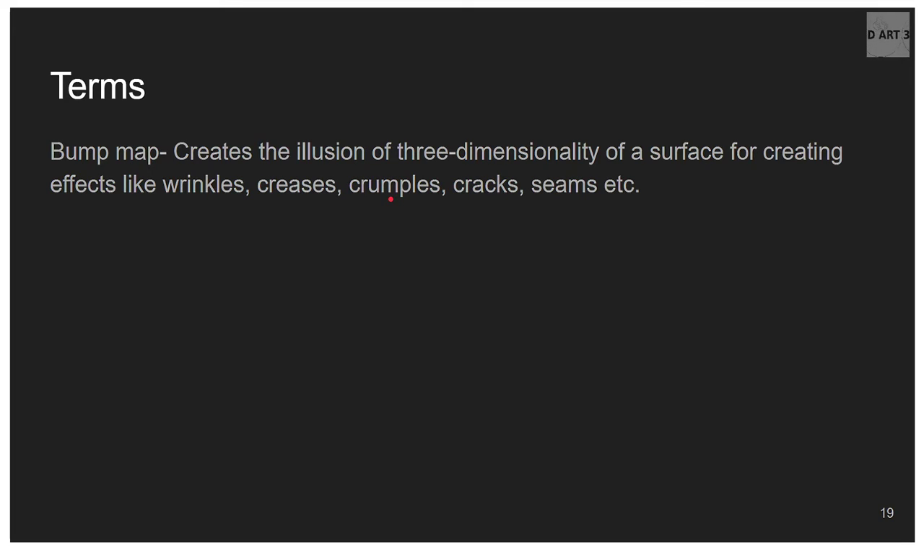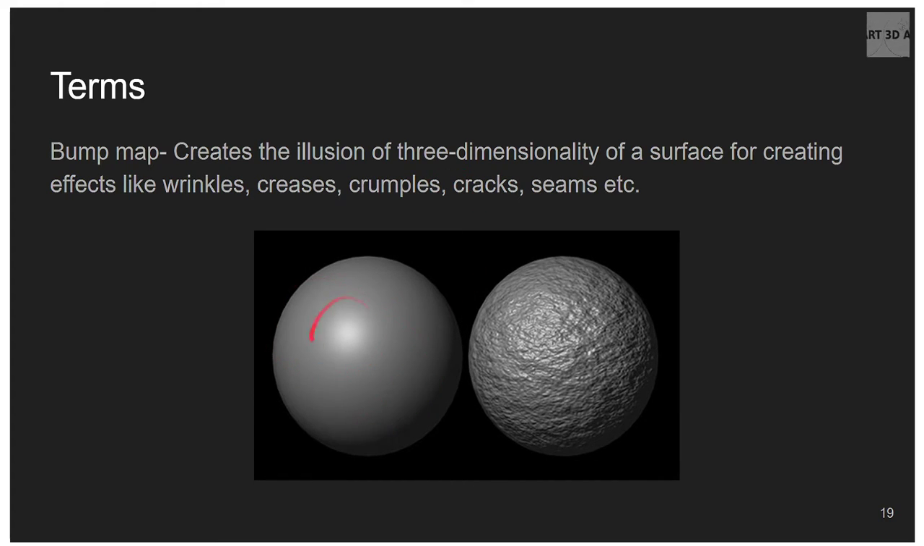The bump map, and we're going to have a day where we talk specifically about normal maps, bump maps, and all that stuff. But the bump map creates the illusion of three-dimensionality of a surface for creating effects like wrinkles, creases, crumples, cracks, seams, and the list goes on and on, right? Surface detail, surface things that protrude from the skin, objects, different things like that, can be made with a bump map. All right? So this shader might be soft, but if we throw a roughness inside of the bump map, we're going to get a surface that looks like that.